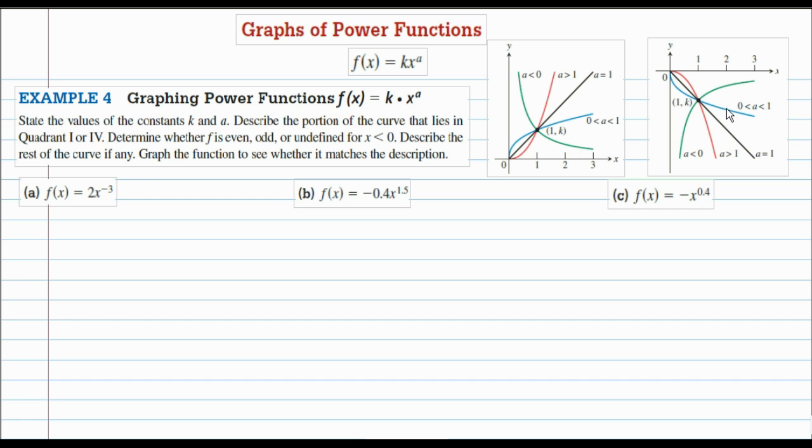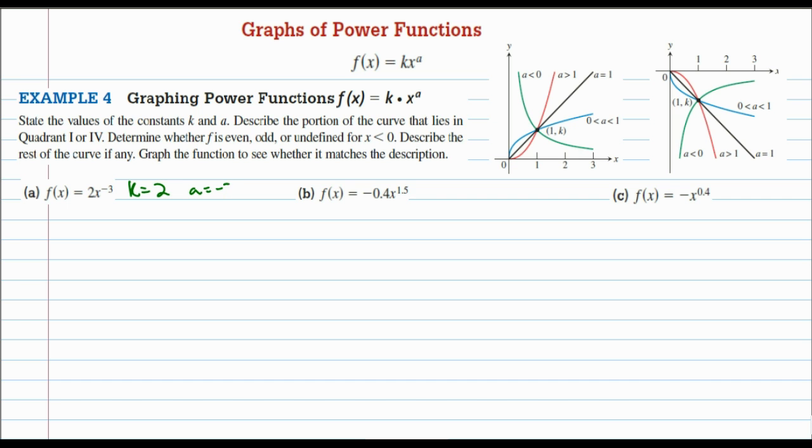So let's try some. In example 4, state the values of the constants k and a. So I can do that for part A right now. First of all, k equals 2, a equals -3. Describe the portion of the curve that lies in quadrant 1 or quadrant 4. Well, this one's going to land in quadrant 1 because k is positive. It is not getting flipped over the x-axis. A, the exponent, is -3.